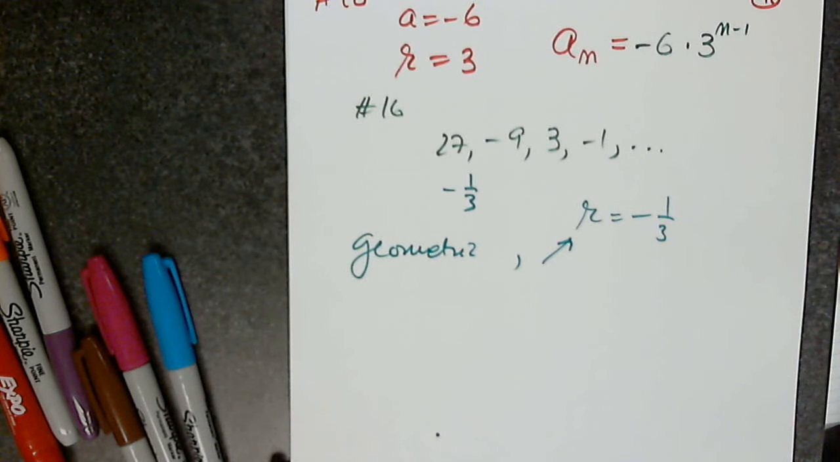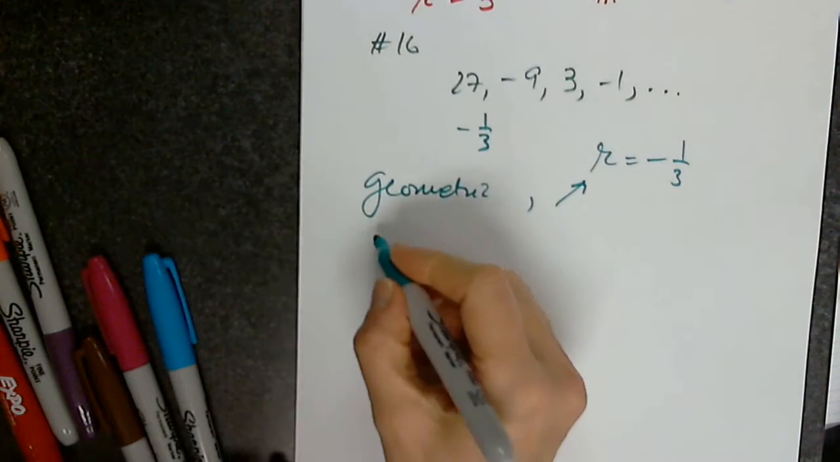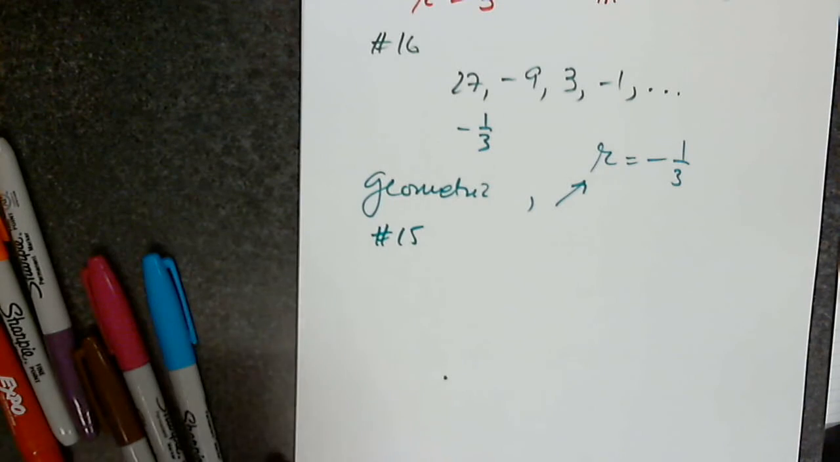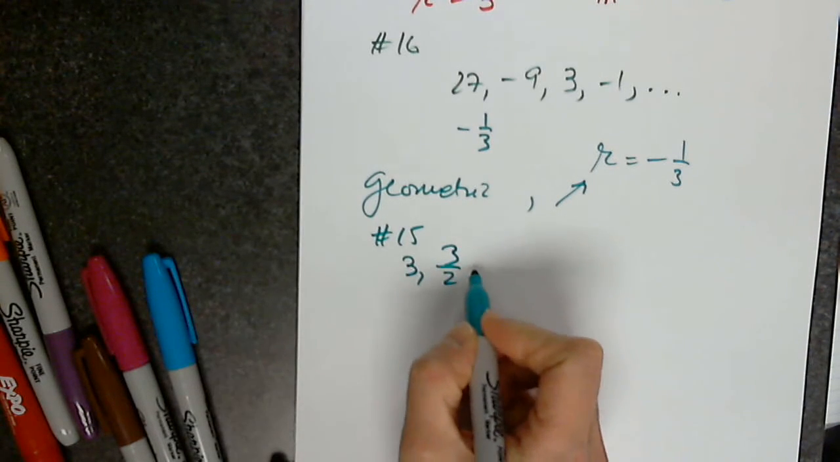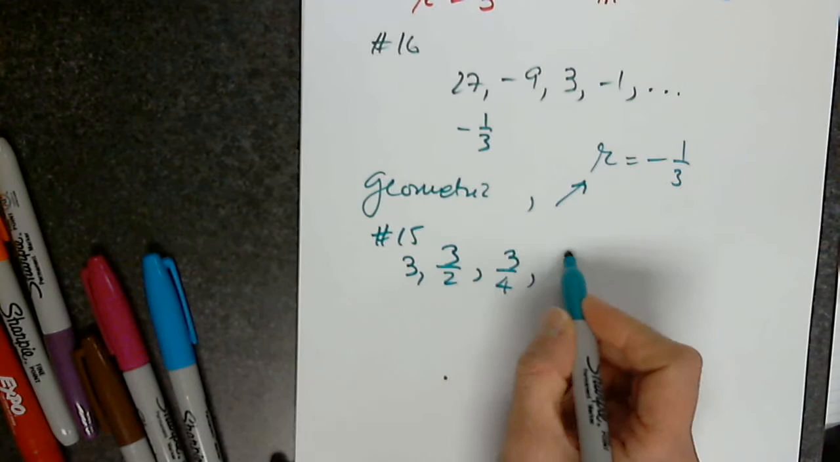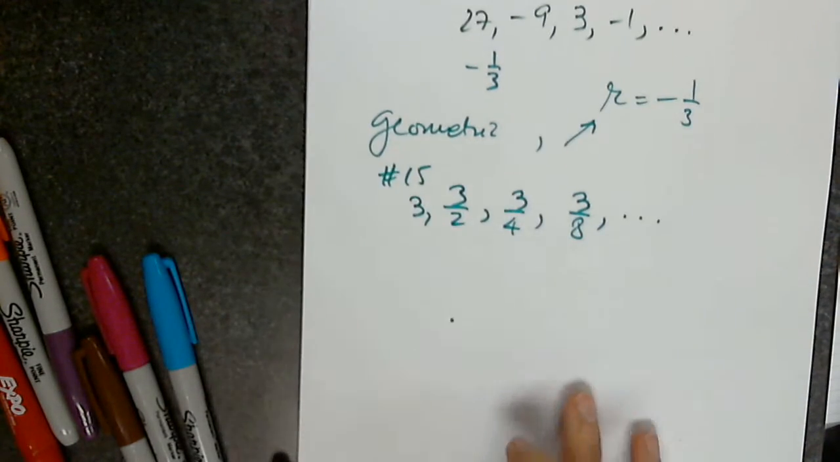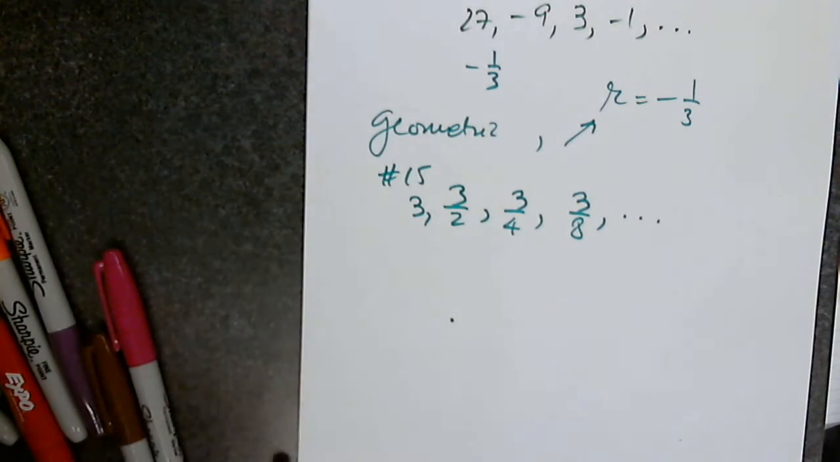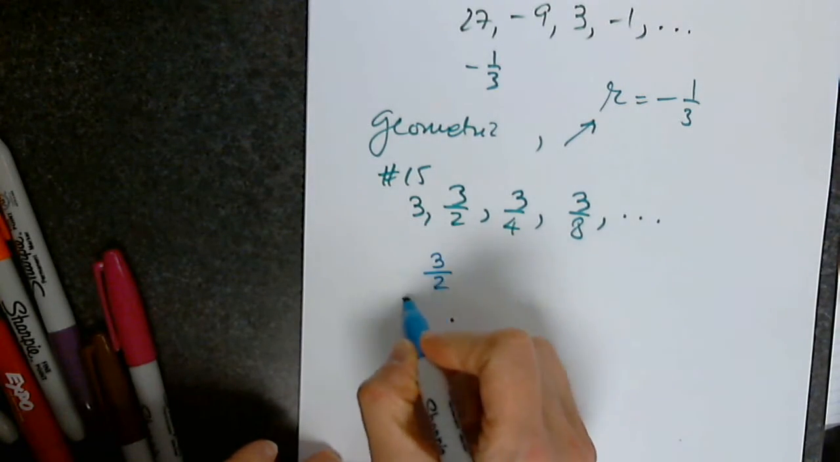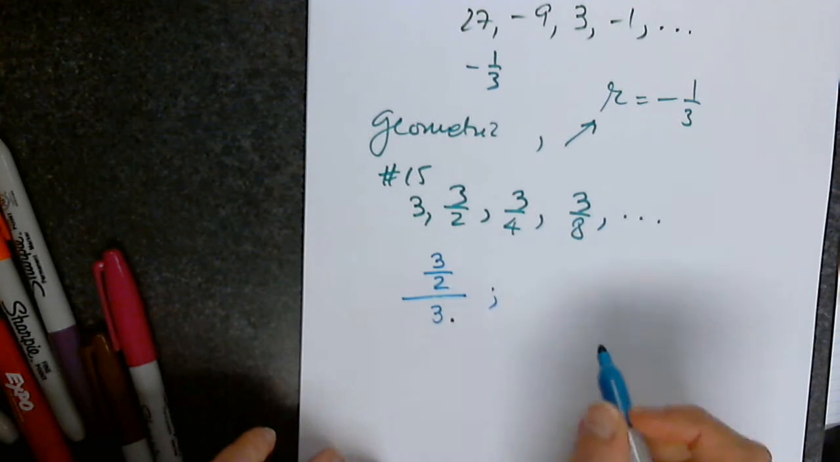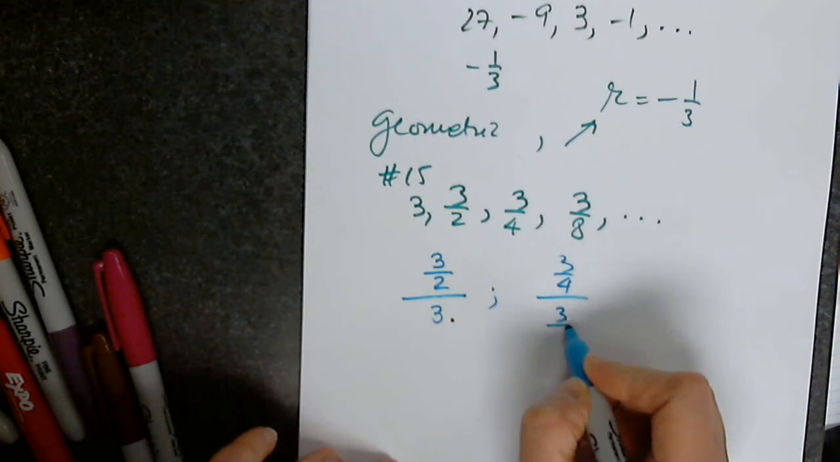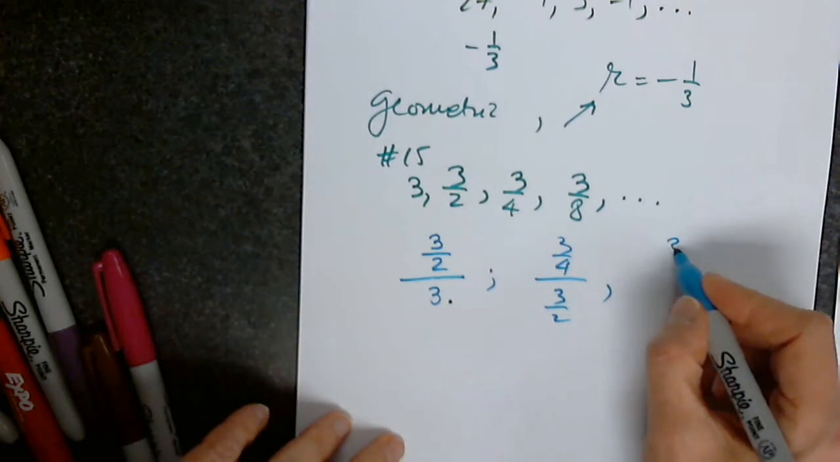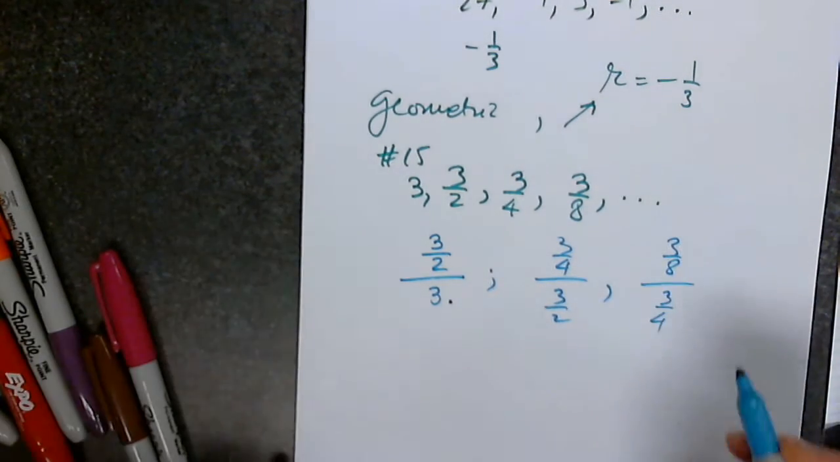Any questions? So for a number like 15, that wouldn't be geometric. Let's take a look. 15. Good pick. So we have 3, 3 over 2, 3 over 4, 3 over 8, dot, dot, dot. I don't know if this is geometric or not, but I will divide 3/2 by 3 and see what happens. I will divide 3/4 by 3/2 and see what happens. I will divide 3/8 by 3/4 and see what happens.